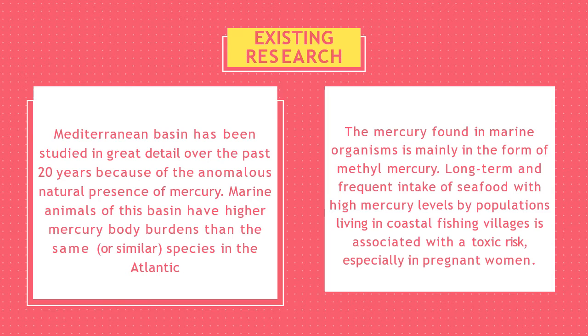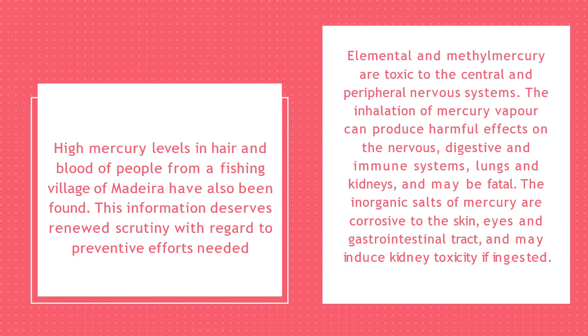Long-term and frequent intake of seafood with high mercury levels by populations living in coastal fishing villages is associated with a high toxic risk, especially in pregnant women. High concentrations of mercury have repeatedly been found in the fishermen of Tyrrhenian coastal villages. In some cases, these concentrations have been associated with an increase in DNA damage in blood cells. In a village named Madeira, high mercury levels in hair and blood have also been found. This information deserves renewed scrutiny with regard to preventive efforts needed.